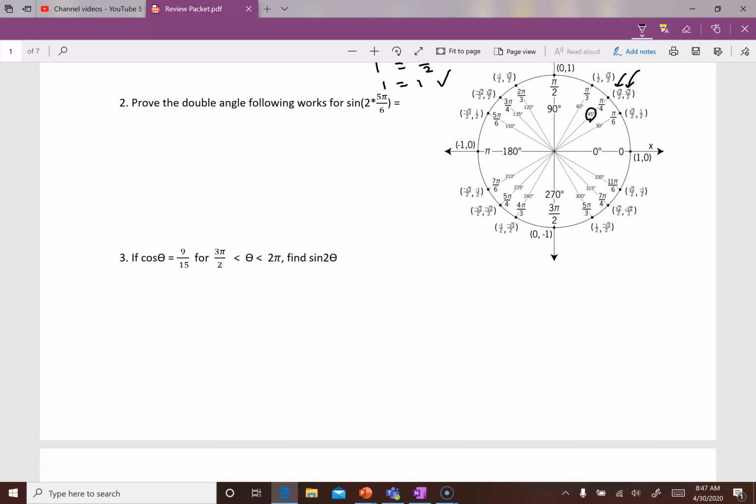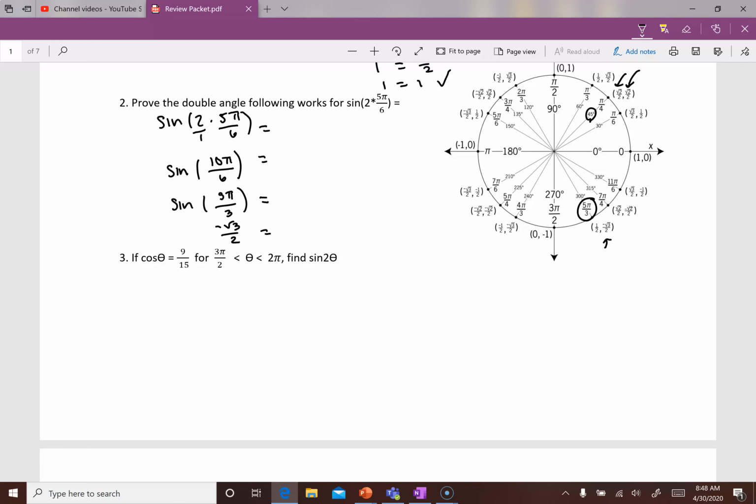We've got sine of 2 times 5 pi over 6. I'm going to write this over here for a little bit more room. And what is 2 times 5 pi over 6? Well, always multiply the numerators and then the denominators. So this is going to give me sine of 10 pi over 6. And reducing that, that's going to give me sine of 5 pi over 3. And then I'm just going to look at my unit circle, find my 5 pi over 3. Sine is going to be the second coordinate, is a negative root 3 over 2.